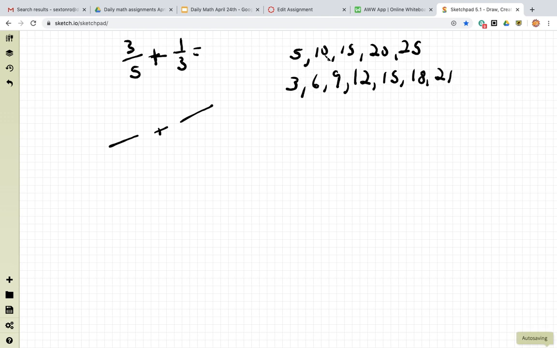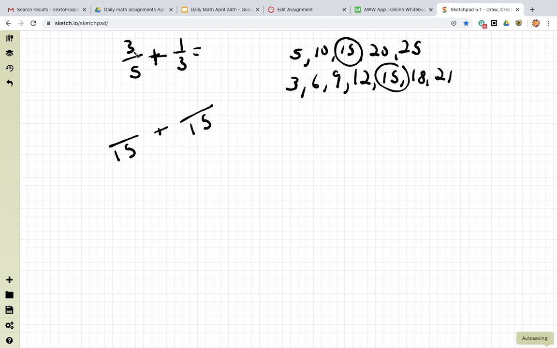And I'm going to look and see which of these is the smallest number that's on both lists. Well, look, there's a 15 here, and there's a 15 here. And there's no number smaller that is on both lists. So that means 15 is a common multiple of both 5 and 3. So I'm going to change their name to something that has a 15 down here.